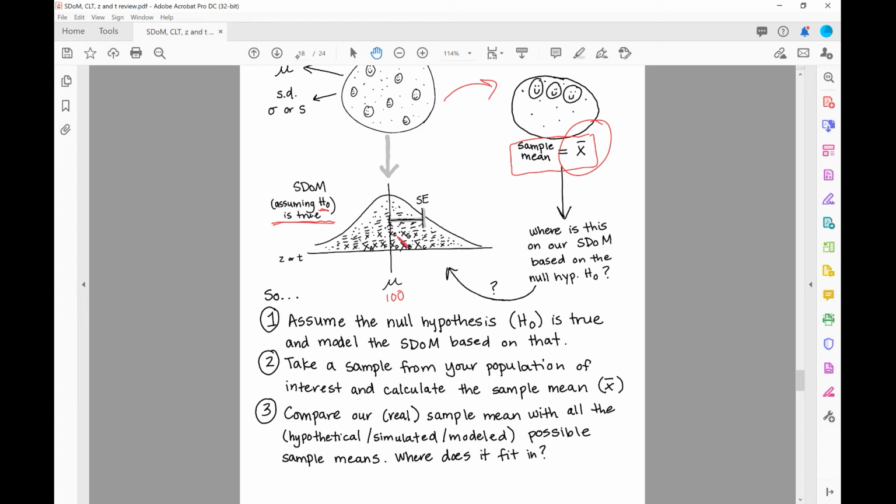Does it fit somewhere in the middle? In which case, yeah, that's pretty reasonable that we could get this mean if this is true. That's not weird, so this could be true. Maybe that mean lands over here. Again, if it's in that inner 95%, then that's not very weird. Then maybe that's true. We totally could get a result like that. If we get it over here, again, we could get that result. It's not that unlikely if the null is true, so we can't reject the null.